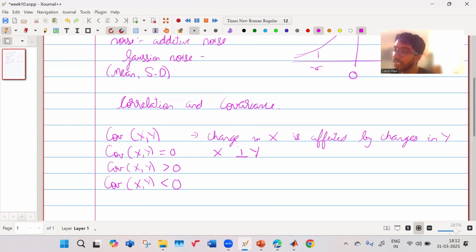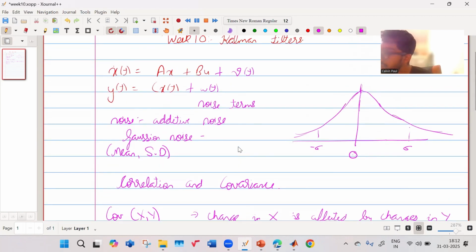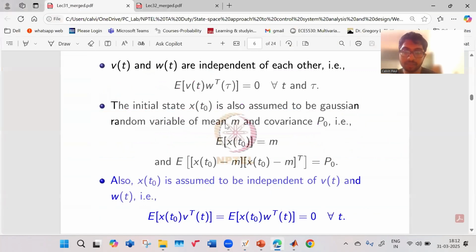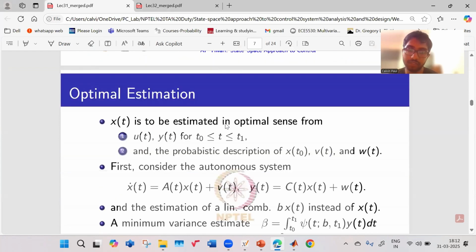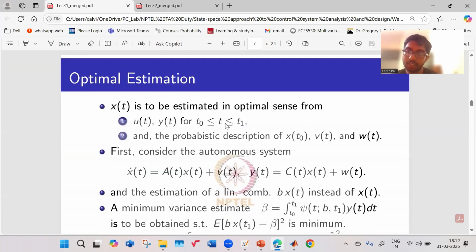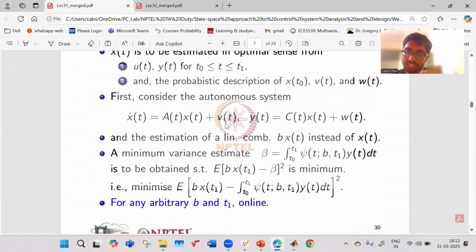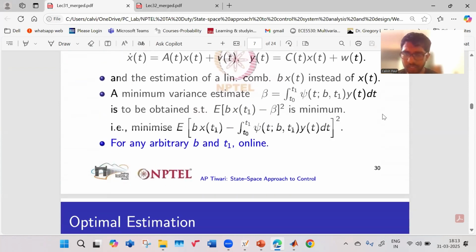So what they assume is that this noise and this noise don't depend on each other. That is, the noise which is coming at my output as well as the noise which is coming at my input, they don't depend on each other. They don't affect each other, right? So that is another assumption. Similarly, the initial state also is not dependent on the noise. It is independent. So these were all the assumptions, there are many assumptions which were there.